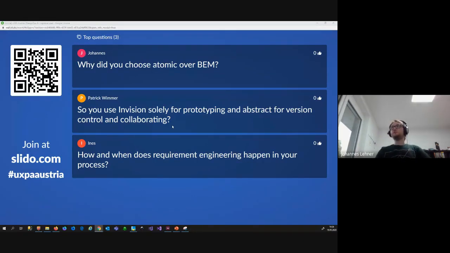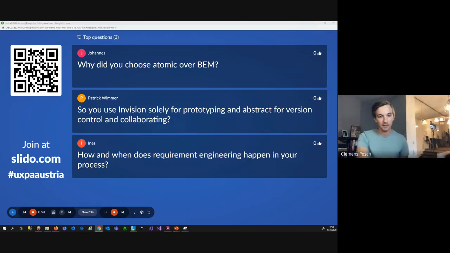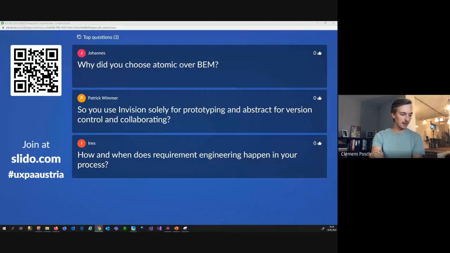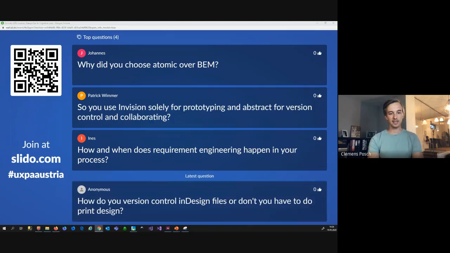You use InVision solely for prototyping and Abstract for version control and collaboration? Yes. I think we have a history with InVision. We started working with InVision three or four years ago, and we just love to use it for client communication and for collaborating with clients. Abstract we use more for internal collaboration. So it's more or less design team only. Maybe some handpicked developers who can also work with us on the designs.